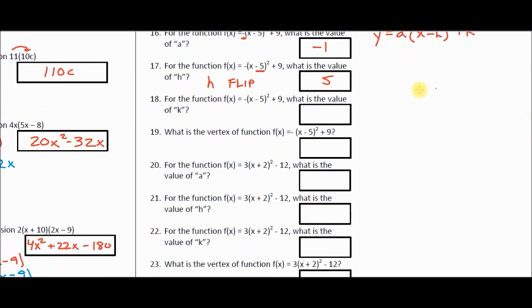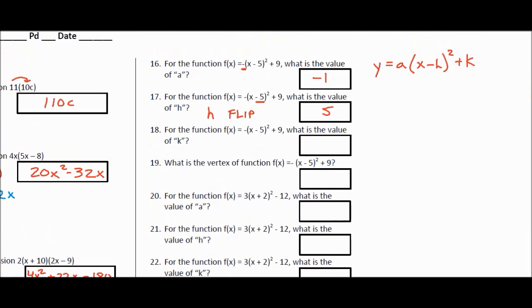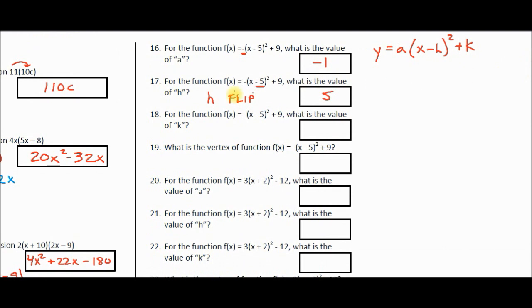Number 18, same function. What is the value of k? Well, the k term is over here on the end. And remember, class, for k, we keep the sign. It's positive 9 in the equation. That means it's positive 9 out of the equation. And number 19, that becomes pretty simple. What is the vertex of this same function? Well, the vertex is going to be h, comma, k. Well, the h value is 5. That means our vertex x value is 5, and our k value is 9. So the vertex is 5, comma, 9.